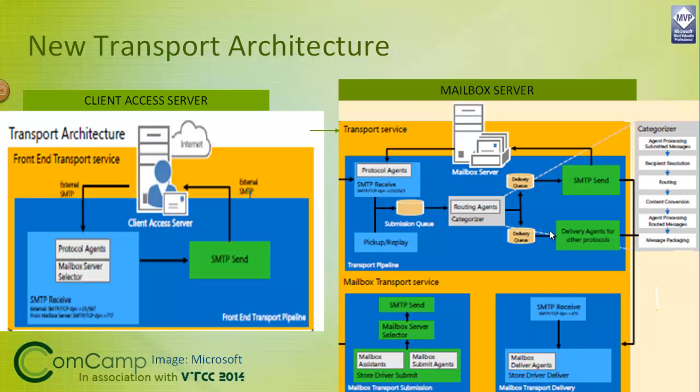Now move on to the next service, that is the transport service, which is on the mailbox server. Transport service resides on the mailbox server, where SMTP receive accepts the email and does the categorization, routing, and sends emails. Point to note that the store driver has moved out of the transport service. Now you can see the store driver is in the next service, which we'll discuss in a couple of minutes.